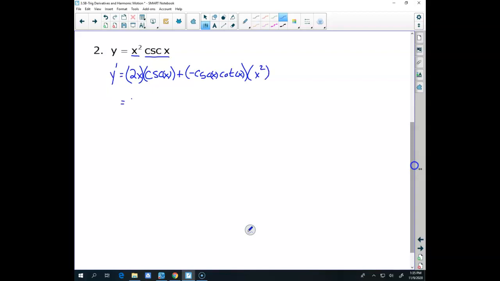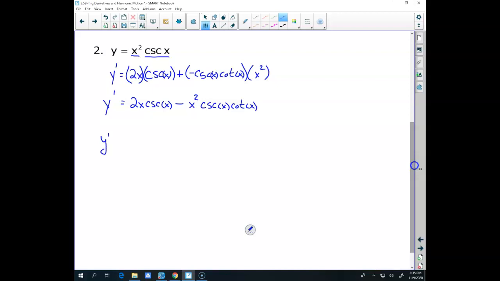Now what I'm going to do is look, oh, this is just 2x cosecant x minus x squared cosecant x cotangent x, okay? Technically, y prime is there. You could leave it like this, but what I'm going to encourage you to do, because sooner or later, the reason we're taking these derivatives is so that we can set them equal to 0 and find flats on the curve, okay? And the only way we're going to do that is through factoring.